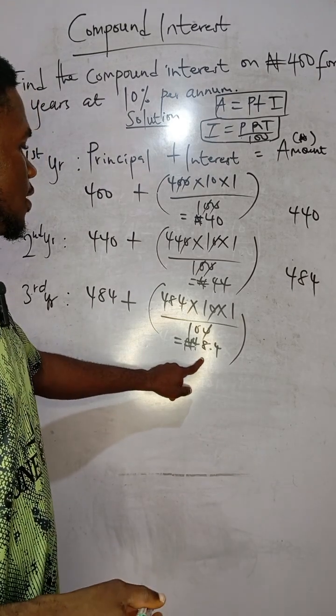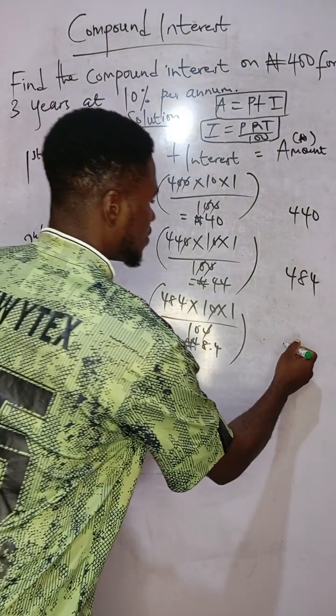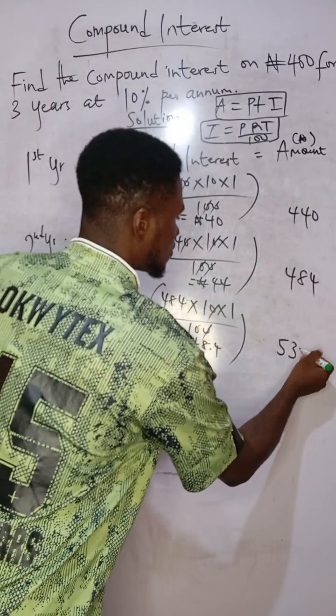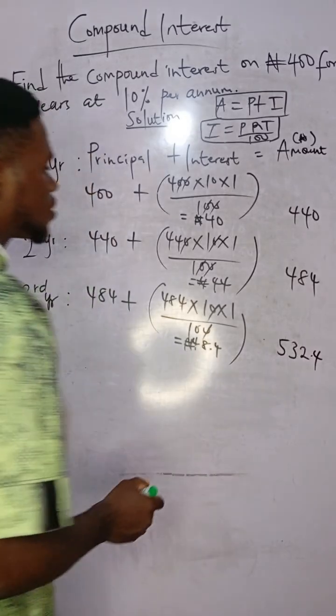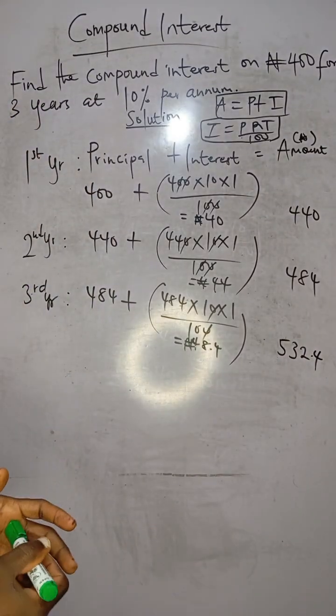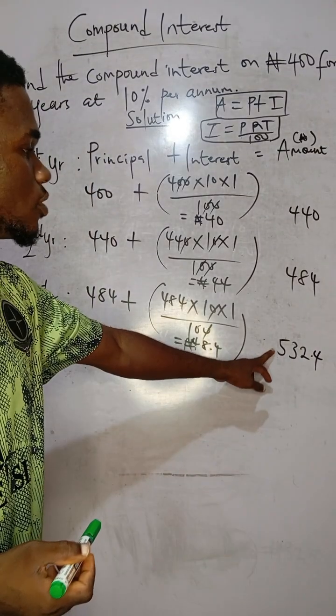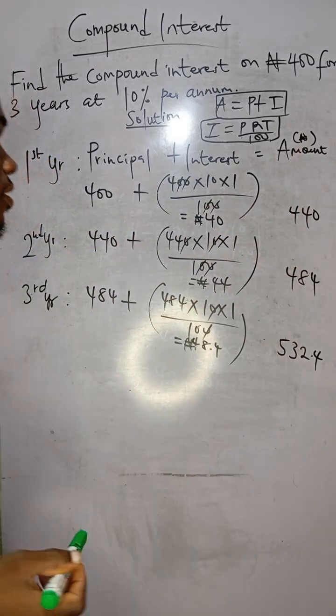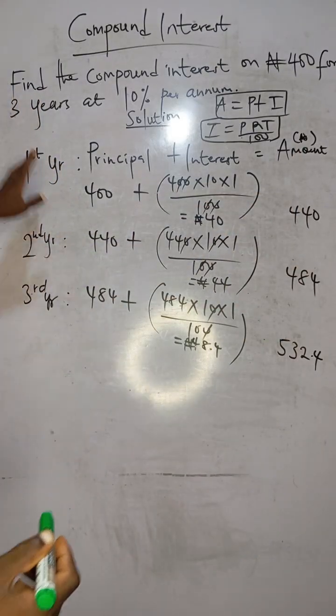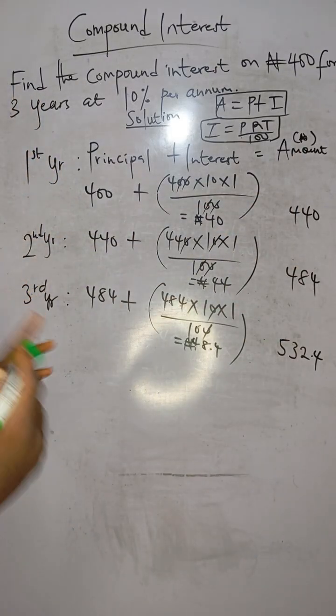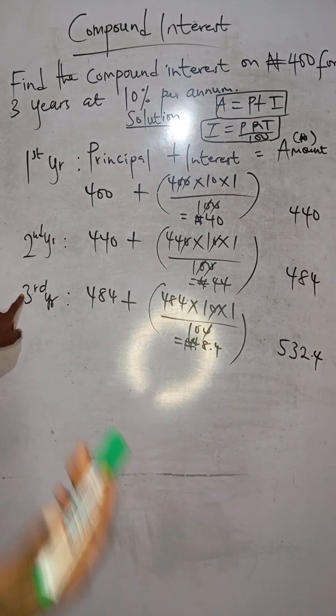Then when you add it, 484 plus 48.4 is going to give us 532.4 naira. Remember that I'm not putting the naira sign because the amount is already in naira. Now you are done for the number of required years. They said for 3 years: the first year, the second year, and the third year.